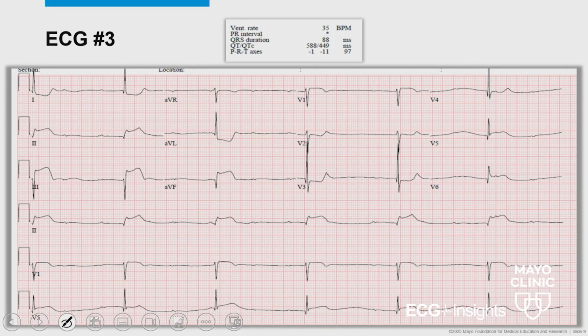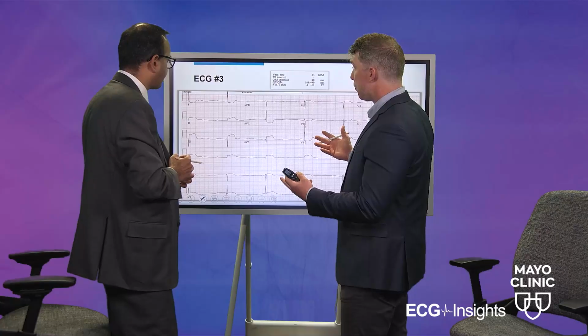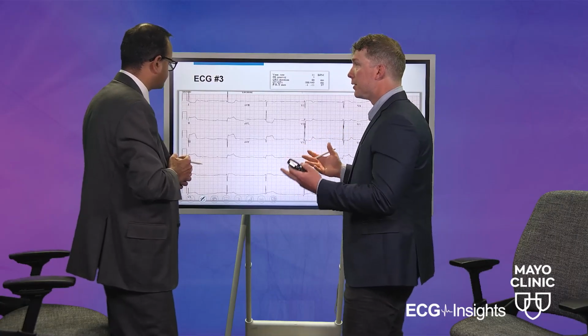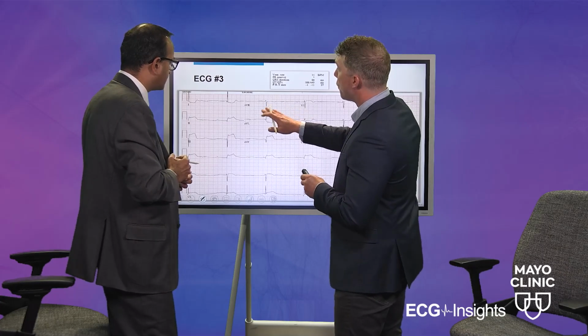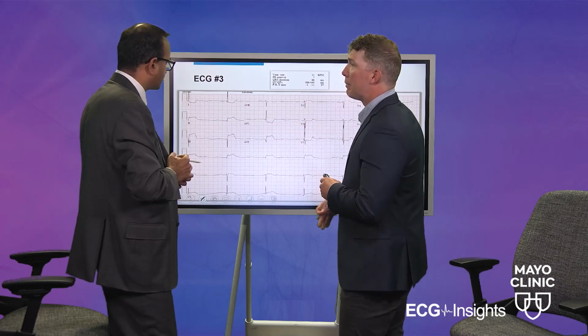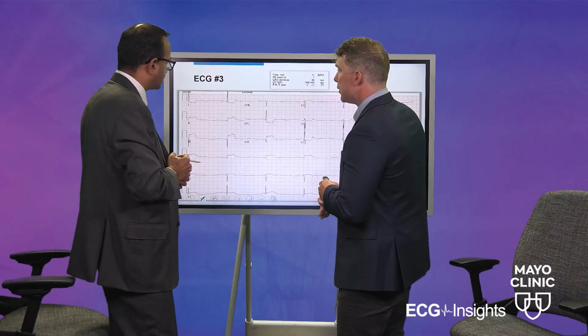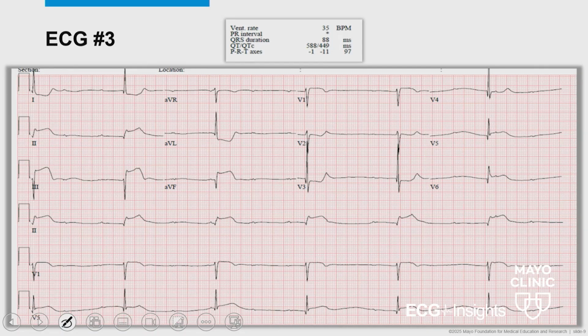as well. Usually one of the things that I say is, if you see ST depression, look for elevation, because sometimes you might focus on the ST depression, but there might be ST elevation somewhere else on your ECG. And so clearly in leads 2, 3, and AVF, you have very prominent ST elevation.